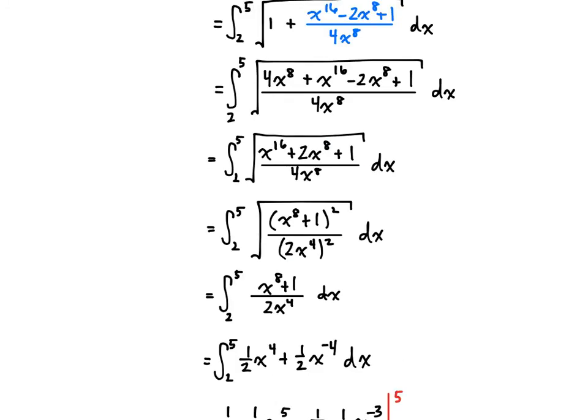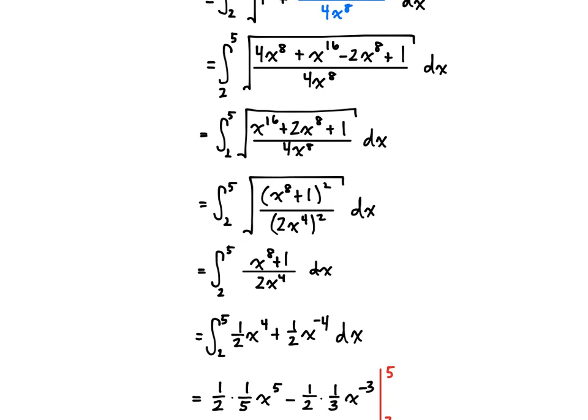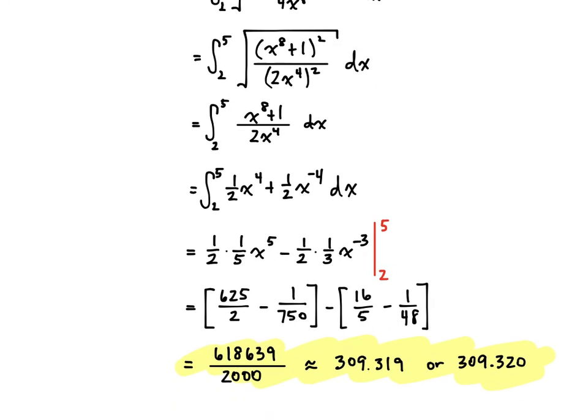All right, so factoring the numerator underneath the radical, and we can rewrite the denominator to be a perfect square so that when we take the square root of it, it works out nicely. We're ending up with the integral from 2 to 5 of x to the 8th plus 1 over 2x to the 4th. And we can split this up to be the integral from 2 to 5 of 1/2 x to the 4th plus 1/2 x to the negative 4 dx. And this now we can integrate hopefully pretty easily at this stage. So hopefully you can take it from there, check my work.